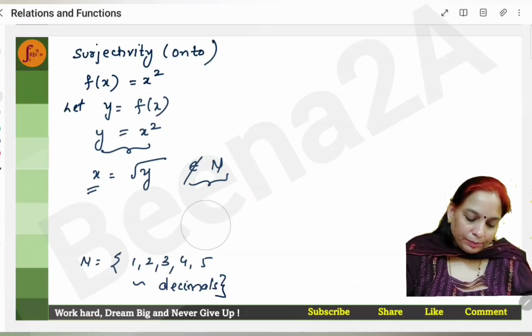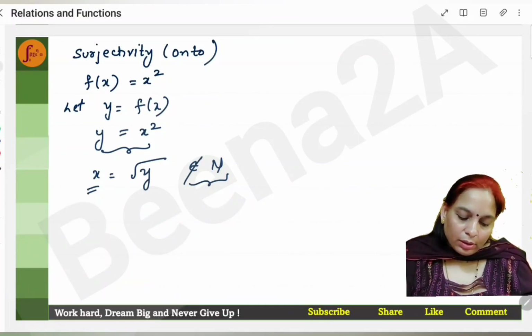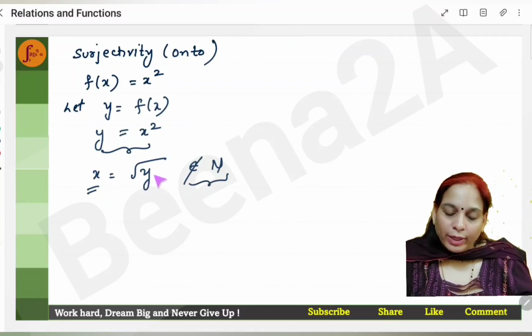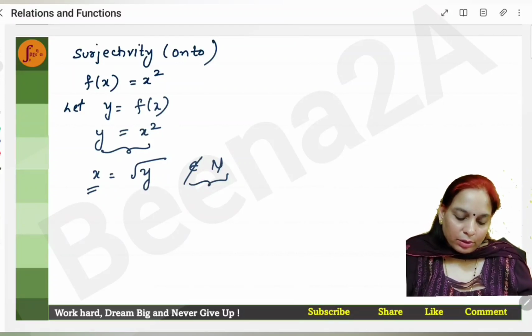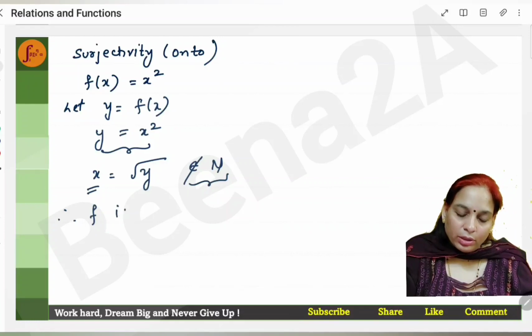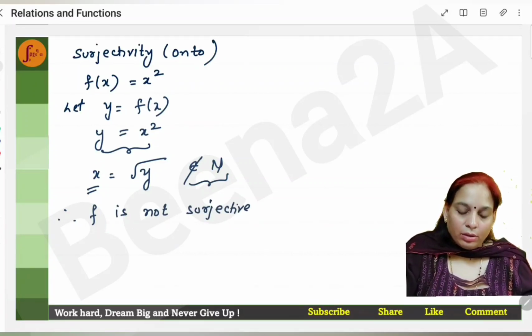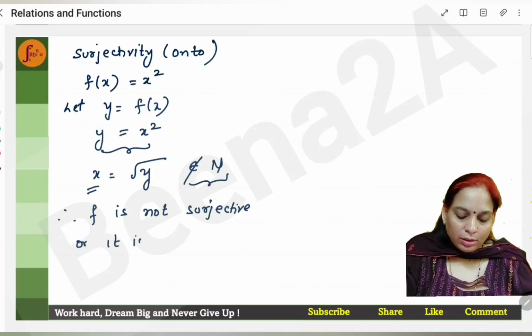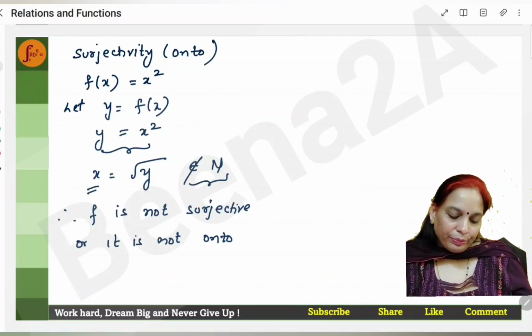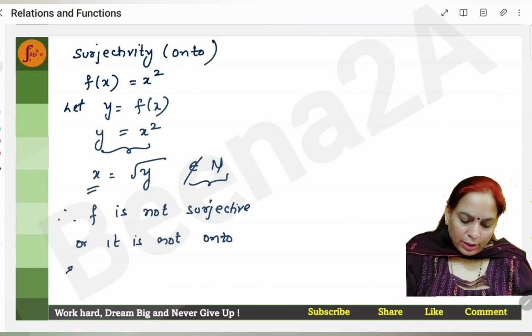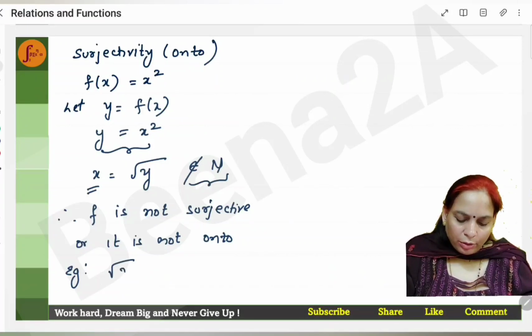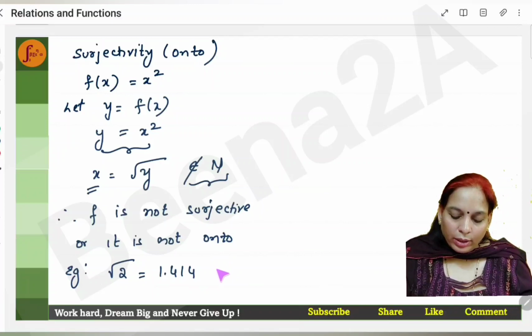So basically, you can say x is equal to root y, and it does not belong to natural numbers. Therefore, function is not surjective, or it is not onto, right? If you have to use an example, you can say square root of 2 is equal to 1.414, and this does not belong to natural numbers.